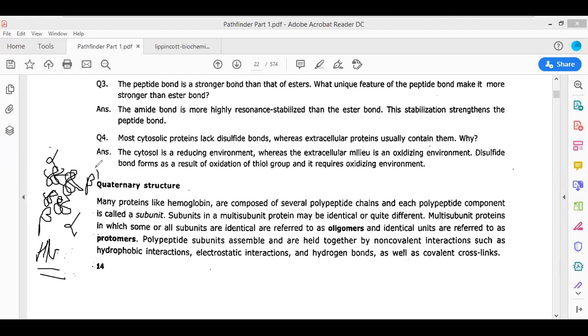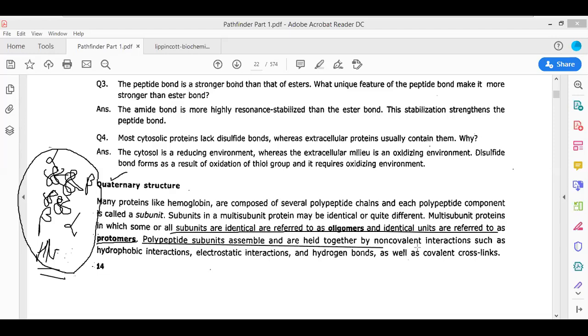When a large number of tertiary structures associate with each other, this leads to the formation of a structure referred to as the quaternary structure. Quaternary structures are produced by the association of tertiary structures among themselves. Multi-subunit proteins in which some or all subunits are identical are referred to as oligomers, and the identical subunits are referred to as protomers.